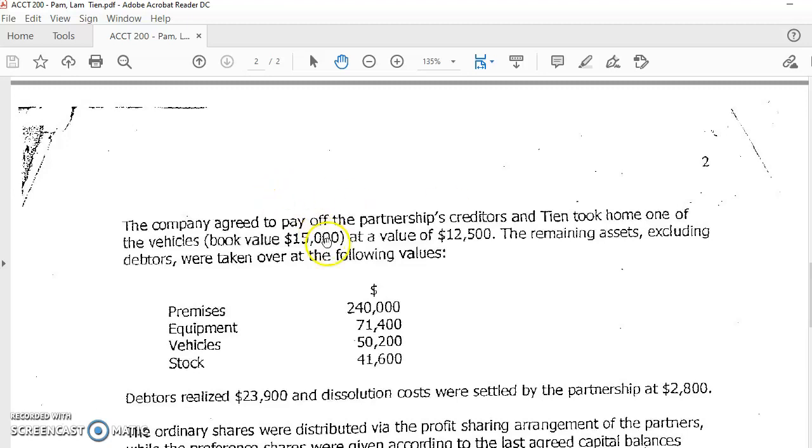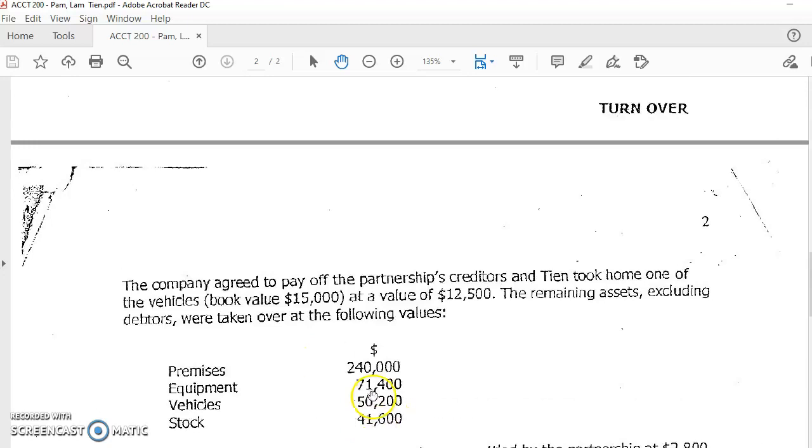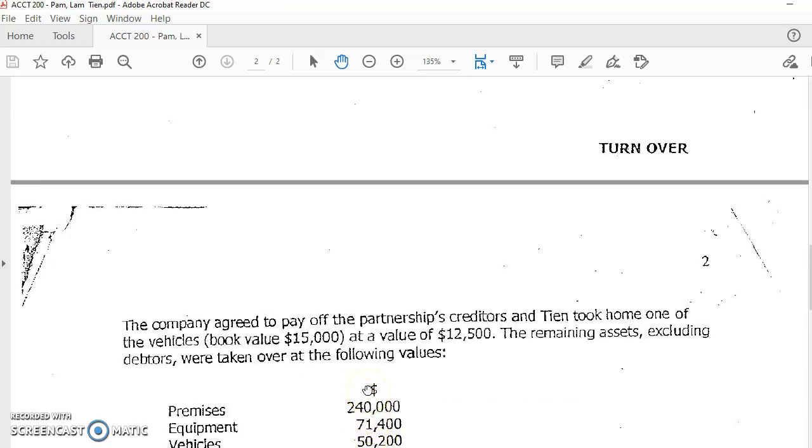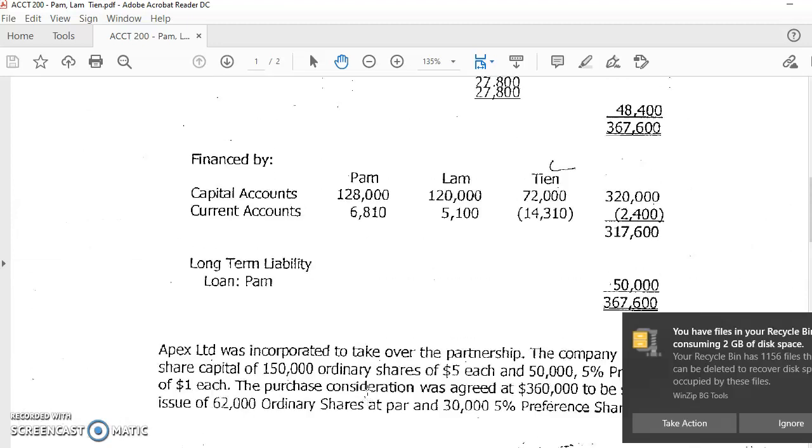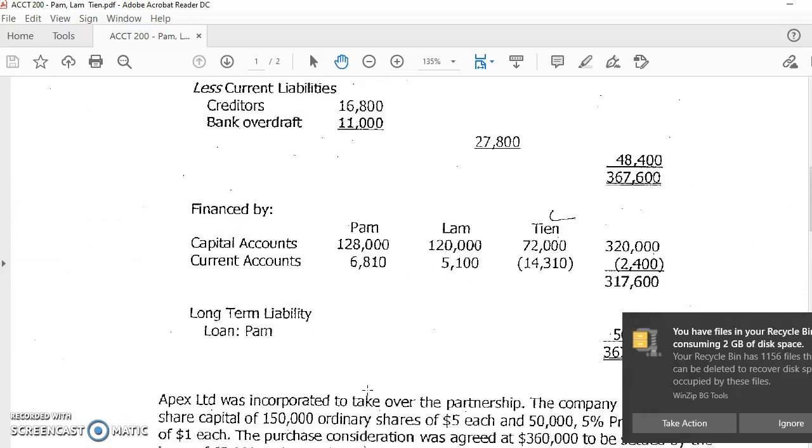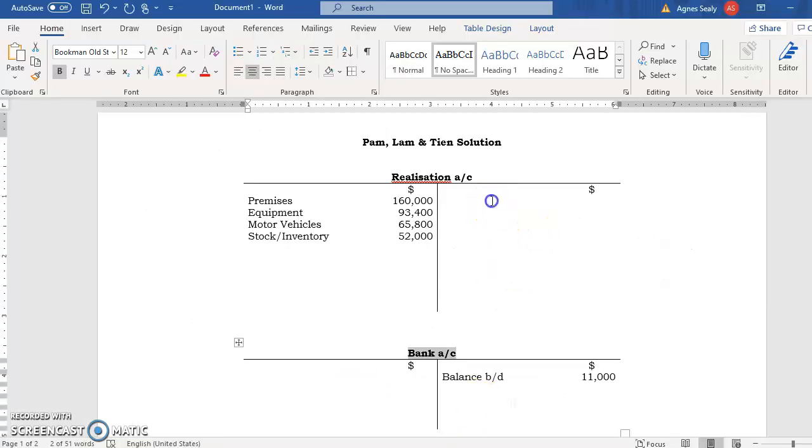So therefore, this will now become a liability on the company's account, and we will be closing off the partnership's creditors account by debiting the creditors and crediting the realization account for the amount that is owed to the creditors, which is $16,800. So let's go ahead and credit the realization account.